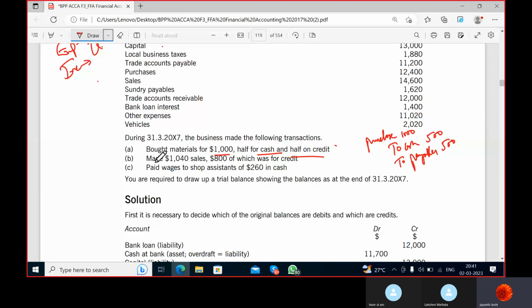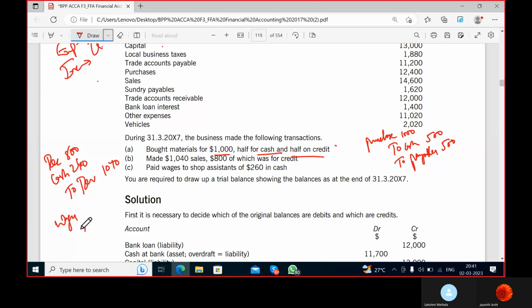Made $1,040 sales, 800 of which was for credit. So if you make credit sales, receivables 800, cash 240, to revenue 1,040. Okay. Paid wages to shop assistants $260. So wages to cash. So did you understand these three entries?